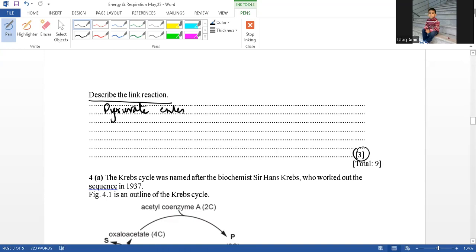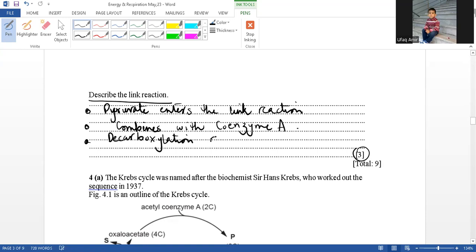Okay, but in between is the step that pyruvate enters the link reaction and it combines with coenzyme A, not acetyl. Acetyl will be formed. It combines with coenzyme A. Then, fourthly, decarboxylation will take place.